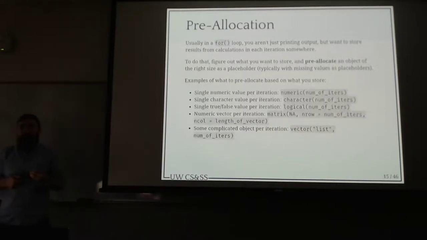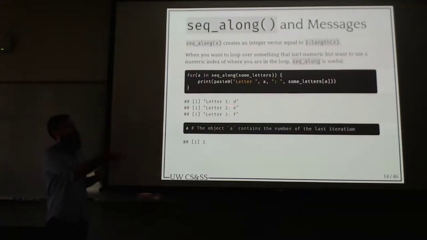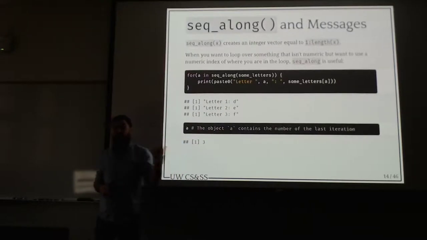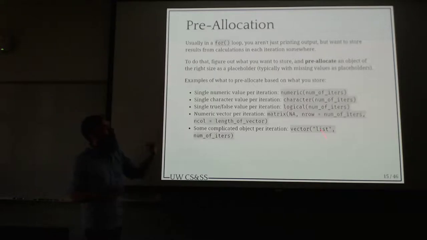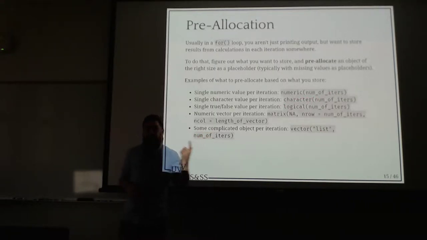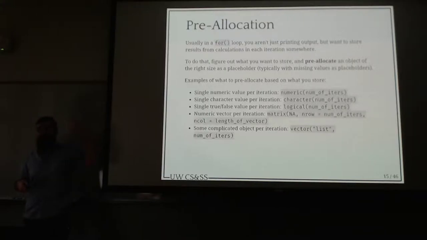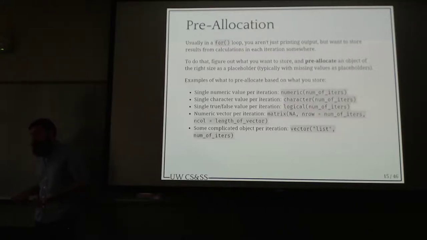If your loop is going to produce text, like the previous loop we did right here was producing character output, this is a single element of character output, or a string, we would want to have a character vector of length equal to the number of iterations. So each one of those iterations would be saved in each element of a character vector. If you're going to produce only trues and falses, you just want a logical vector.